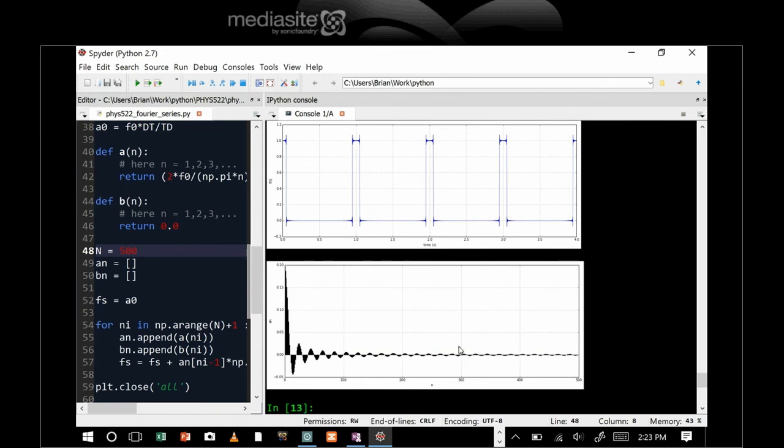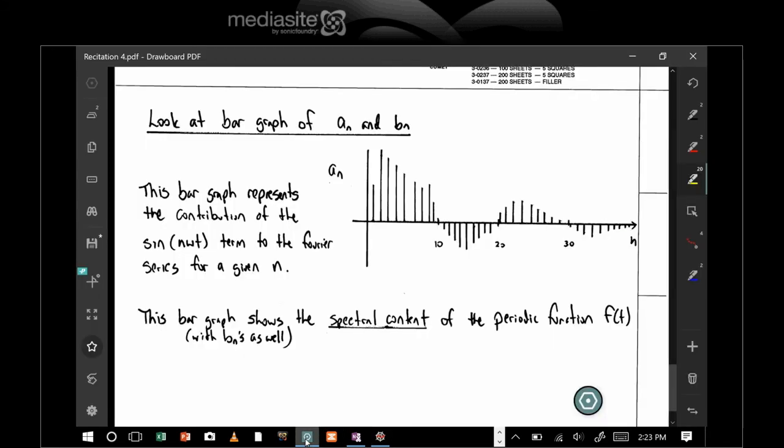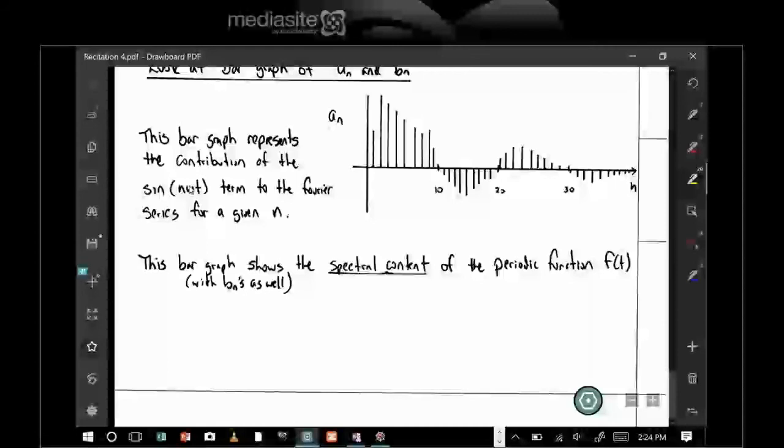So I want to talk about that. This is really important. Now, how do I think about that? What is this bar graph? In principle, I will have a bar graph for a sub n's and b sub n's. I didn't show the b sub n's because they're 0. So one way of thinking about the bar graph is that it represents the contribution of this term, sine n omega t, to the Fourier series. Remember, the Fourier series is the sum of sines or cosines. In our case, this should be cosine, but it represents the contribution.